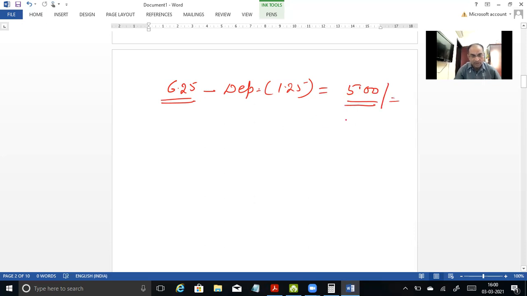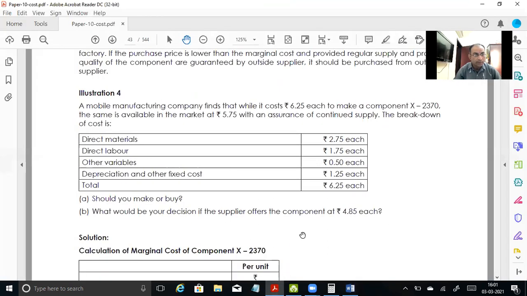And the product is available in the market at 5.75. As I told you previously, whichever is less, the variable cost or marginal cost here is less. If we produce it, it will just cost 5 rupees. If you go for the market, you have to pay 0.75 extra. So in this case, we will take the decision to manufacture the product inside, means in-house manufacturing of the component, right? So this question is over now.